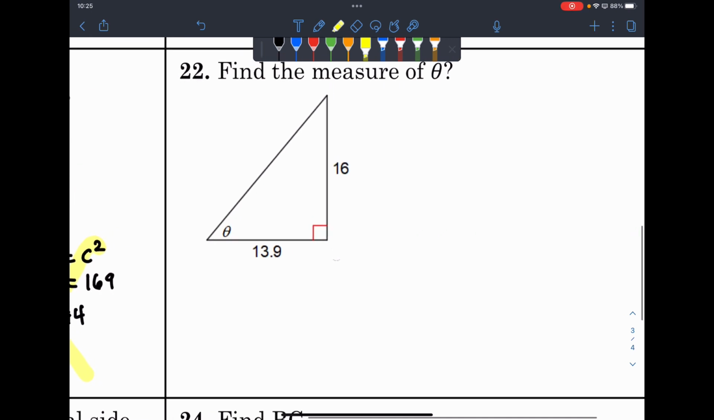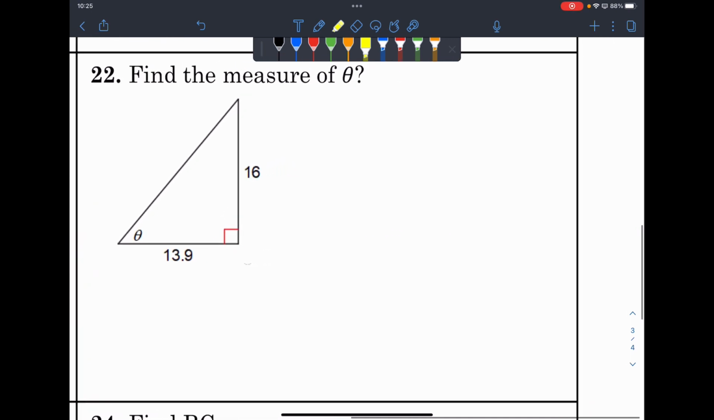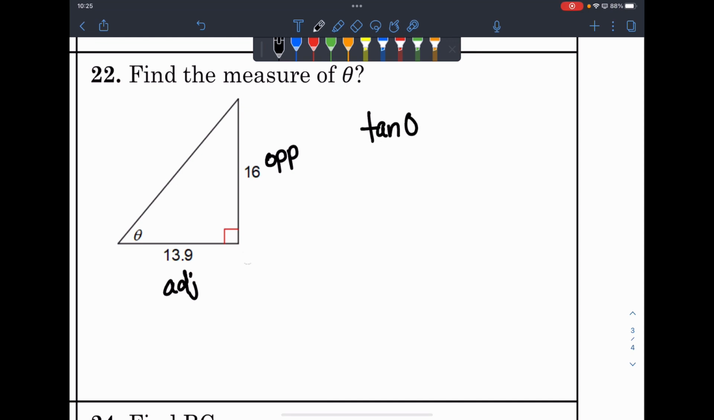So let's move on. Now, to find the angle on a right triangle, again using our trigonometry, we're given our angle down here. We are given the opposite side and the adjacent side. So we would have to use tangent, because the tangent equals the ratio of the opposite over the adjacent.